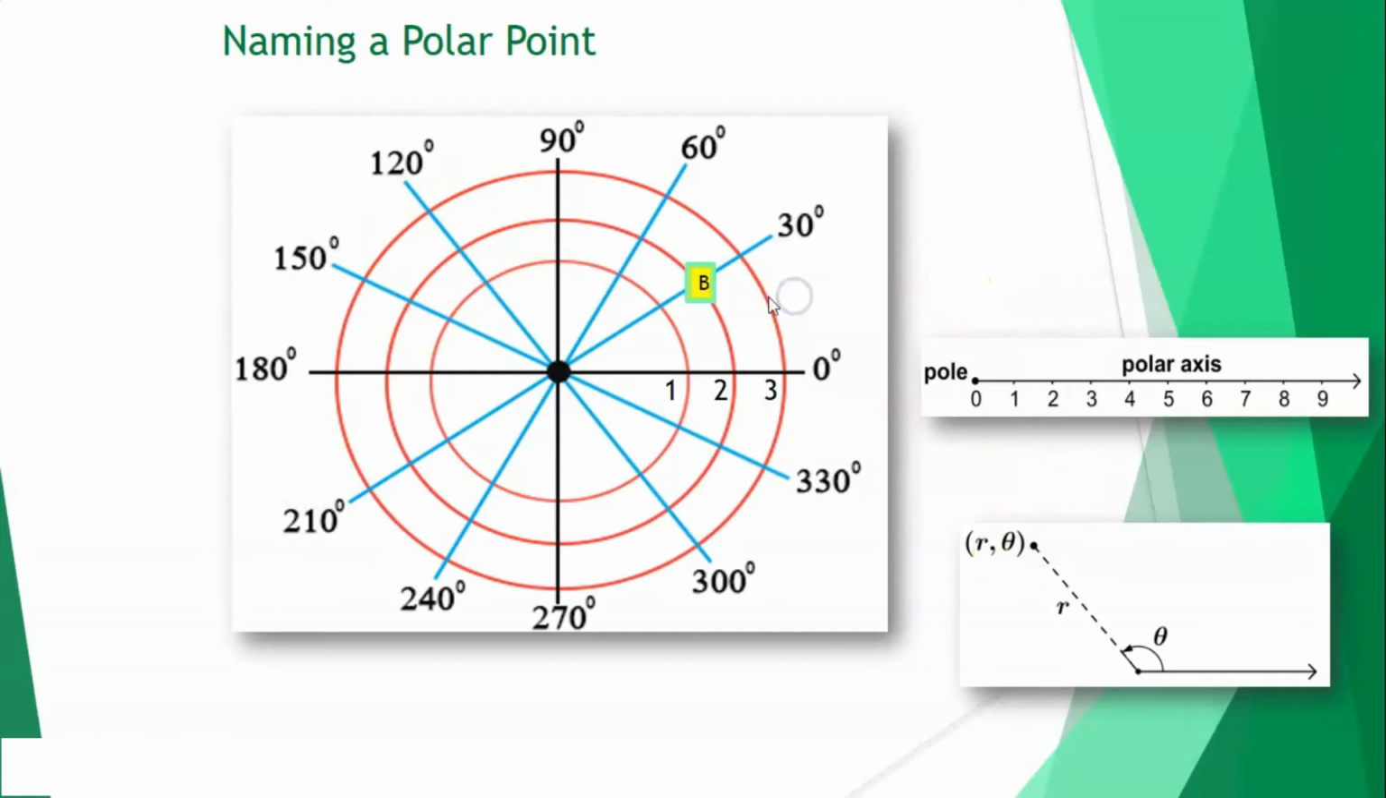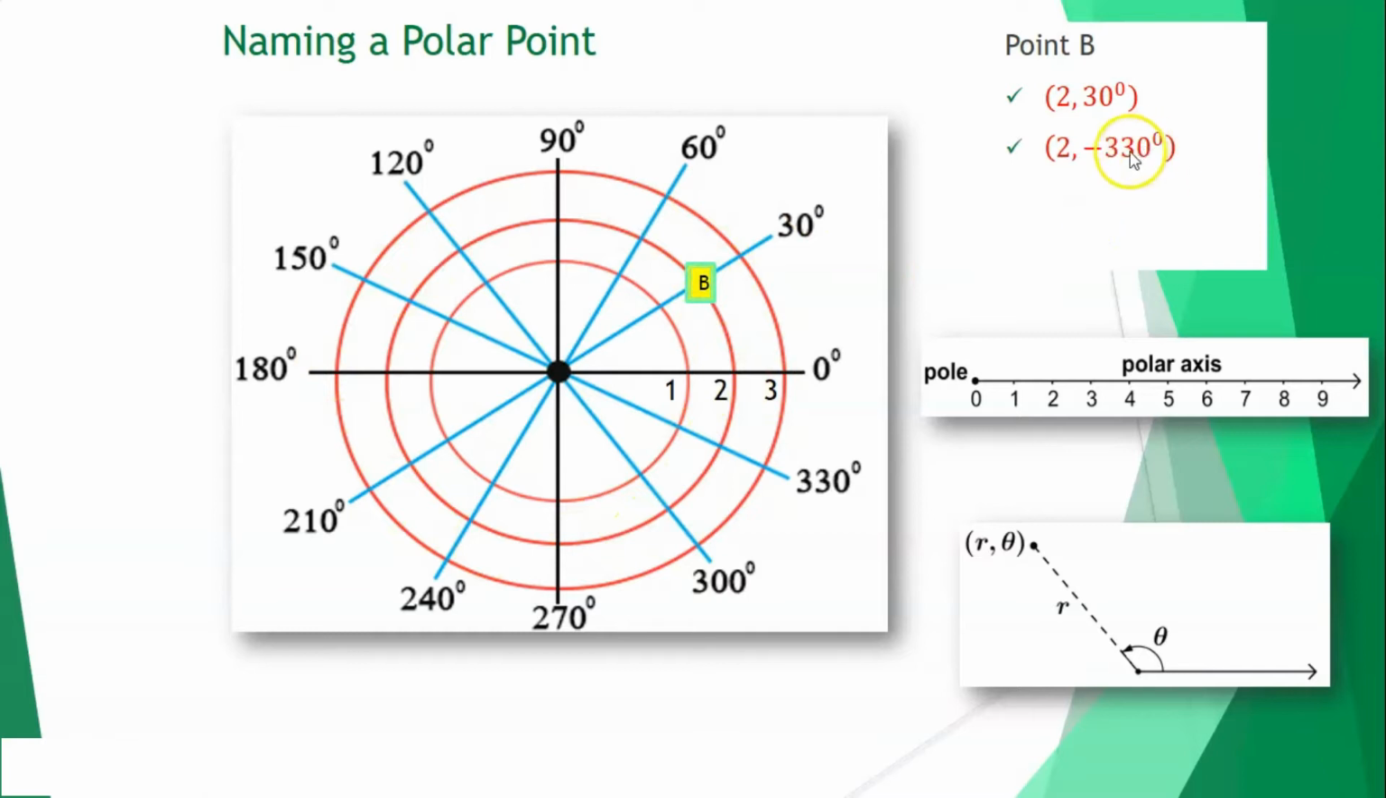So for example, I have here point B. What is the location of point B? In this case, point B is located along radius 2 and it is at a 30-degree angle. Now take note, if you have a positive angle, you also have a negative angle. So if this is 30, the negative coterminal angle would be negative 330 degrees. So point B can be named using this one.